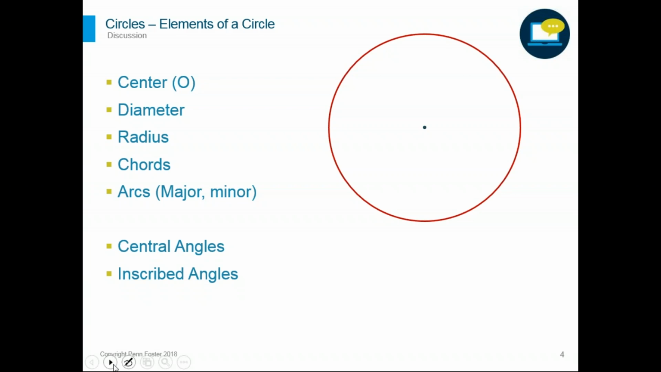The diameter of the circle is the line that connects 2 points on the circumference of the circle, but it has to go through the center of the circle. This is the diameter. The radius is half of the diameter. For example, that would be a radius. So the radius is always half of the length of the diameter of the circle. Chords: any line that connects 2 points on the circumference of the circle, but is not going through the center. This line is a chord, for example.